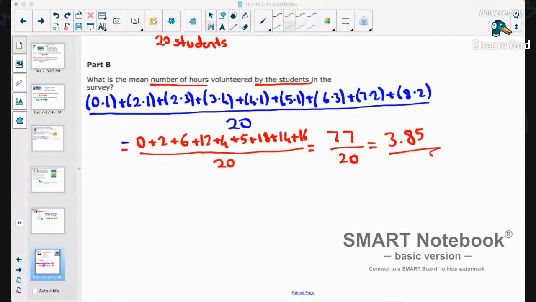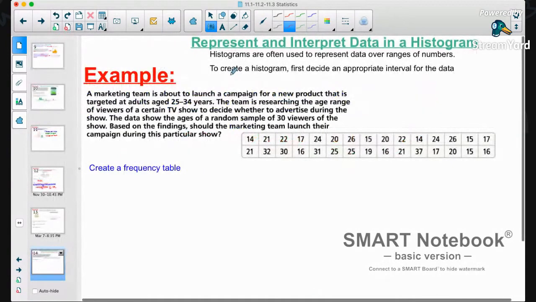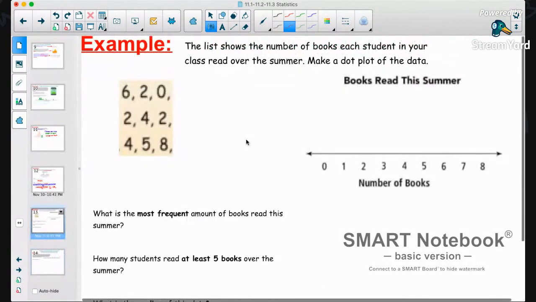Do you have any questions so far? All right, I am going to show one more type of question related to the data plot, and then we will continue. All right, this is the next question.